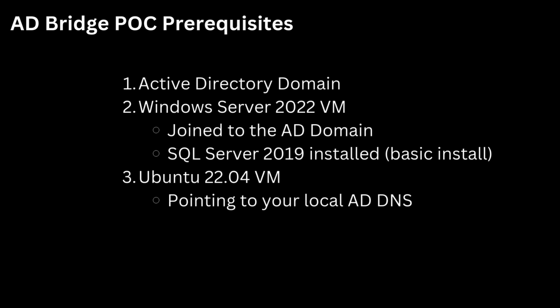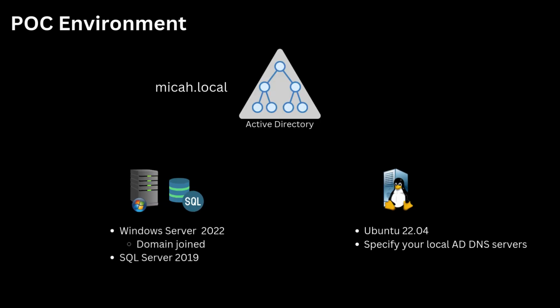The prerequisites for this POC include a local Active Directory domain, a Windows Server 2022 VM that is joined to the domain and has a basic install of SQL Server 2019, and finally an Ubuntu VM, which is pointing to your local AD DNS. My Active Directory domain is named mica.local. You will need to adjust for the name of your AD domain accordingly.